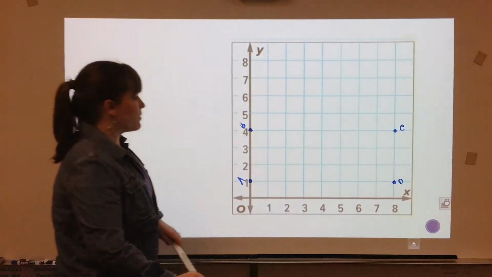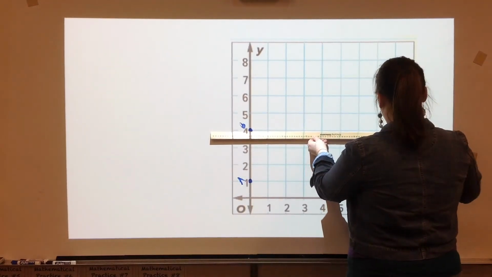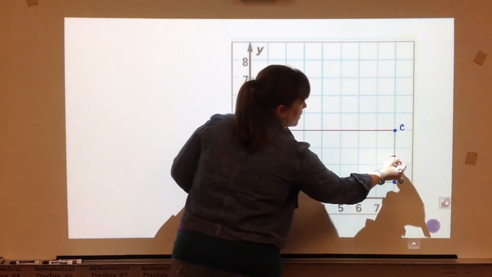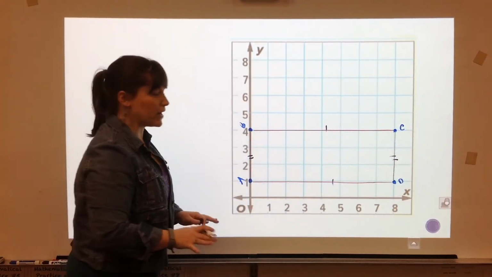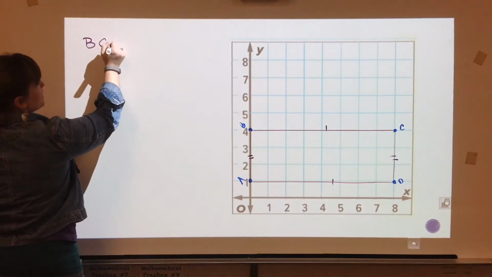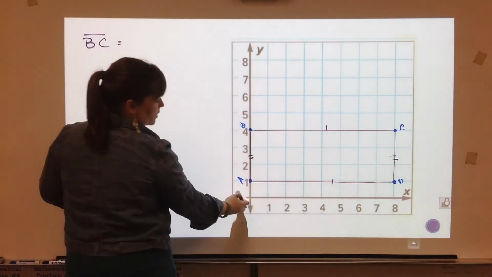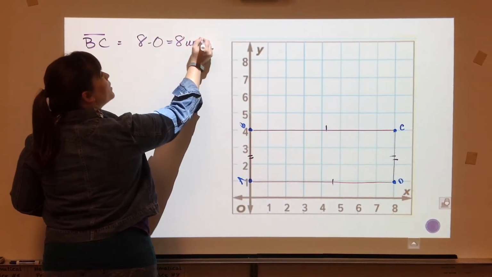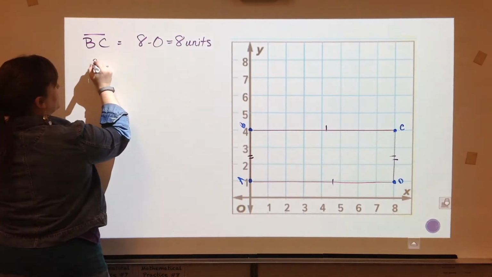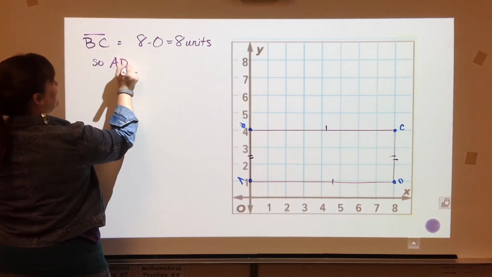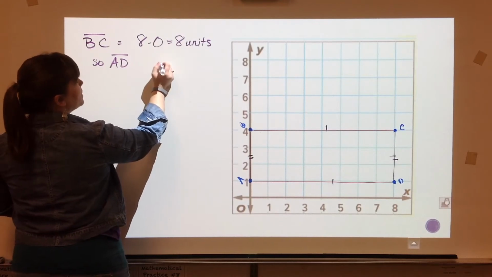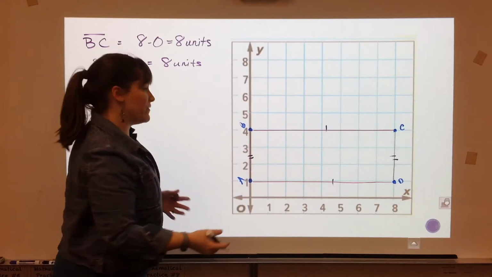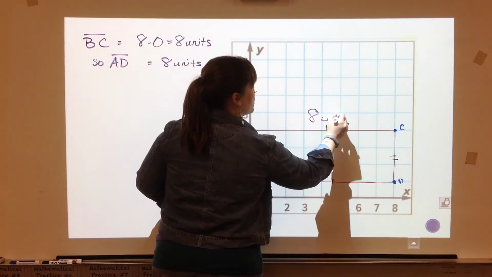We are dealing with the perimeter, so we have to find the lengths of these sides after we connect the dots. So we have similar line segments because of the rectangle. So BC is going to be that long one. It starts at 0, ends at 8. So 8 minus 0 will be our length in units. And that's going to be the same as AD. We need all of the units so that we can find the perimeter. It's not asking us to list them all out, but we still have to find them. So here's 8 units and 8.